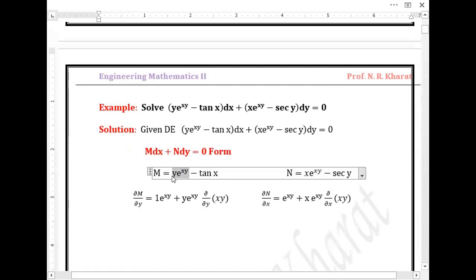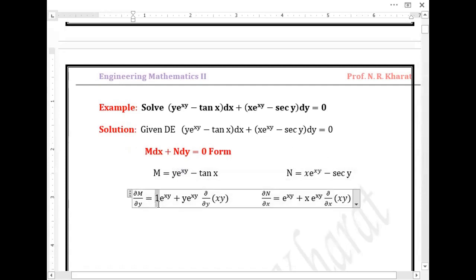So first, the derivative of your y with respect to y becomes 1 and e raised to xy remains as it is, plus y remains as it is, and the derivative of your e raised to xy is e raised to xy. But the index of your exponential function is xy. Again, we have to differentiate xy with respect to y.